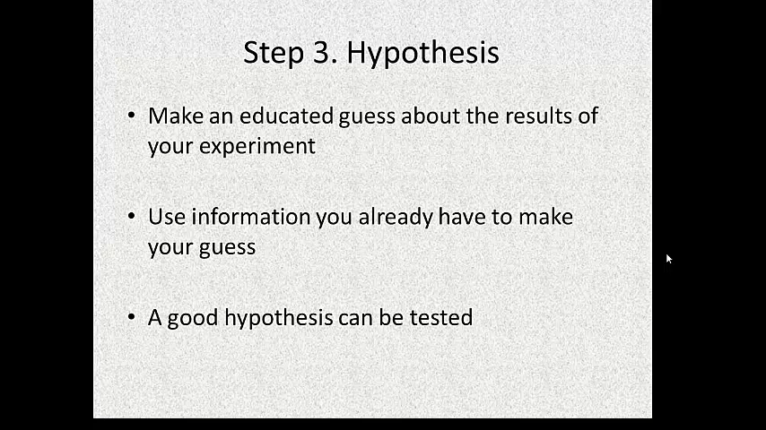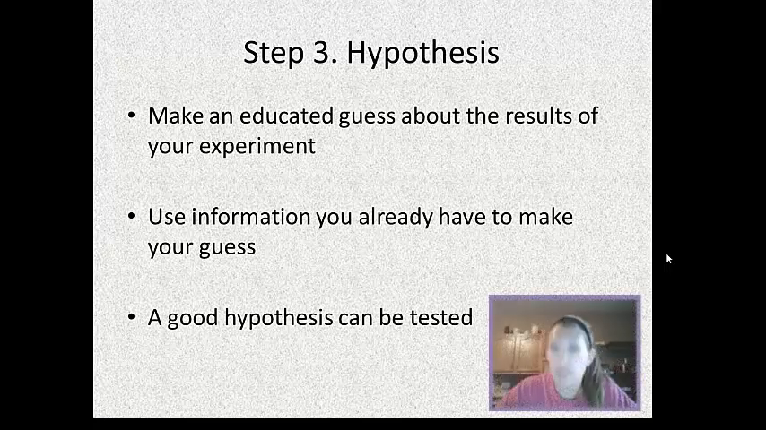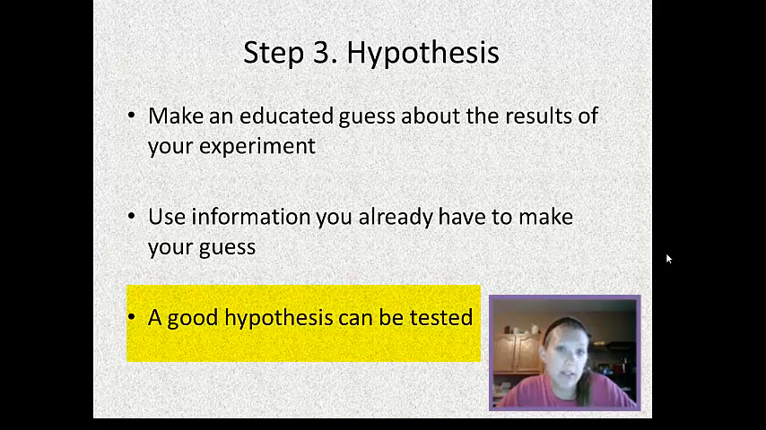So then the third step is to create a hypothesis. So you need to make an educated guess about the results of your experiment. So you're almost going to predict what's going to happen. You need to use the information you already have, and the observations about your topic. So this is a very educated guess. A good hypothesis can be tested.